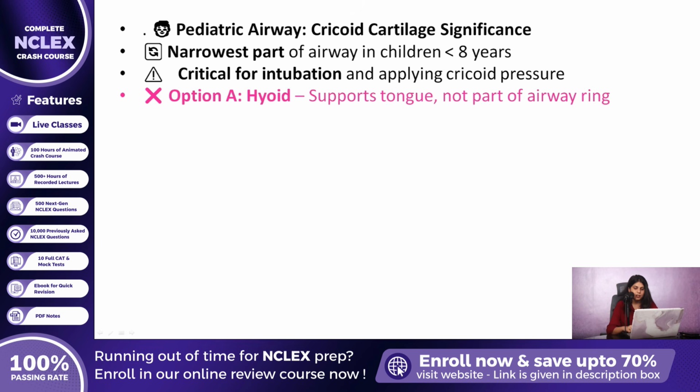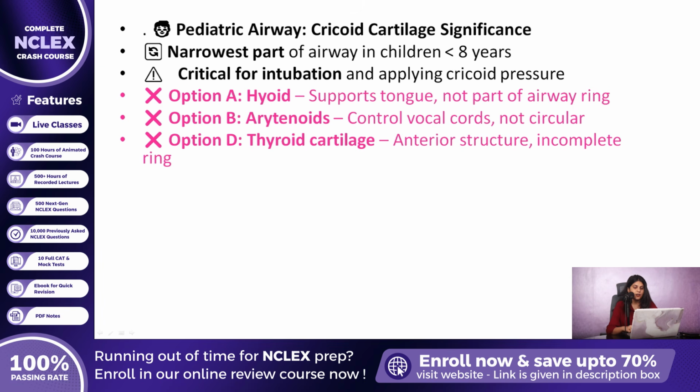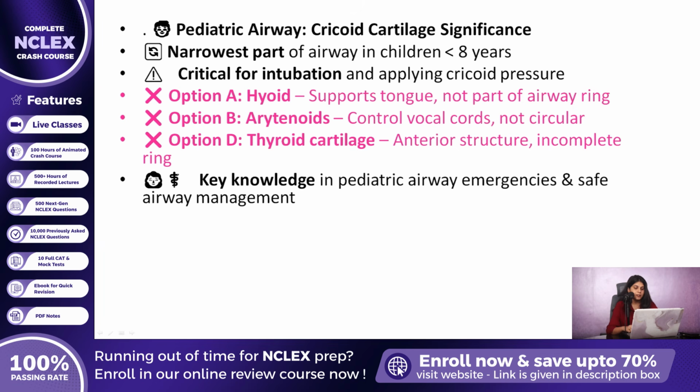Option A, the hyoid supports the tongue but is not part of the airway ring. Option B, the arytenoids control vocal cord movement but do not encircle the airway. Option D, the thyroid cartilage, forms part of the anterior larynx but does not form a complete ring. Knowing these anatomical differences is vital in pediatric nursing, especially during airway emergencies.